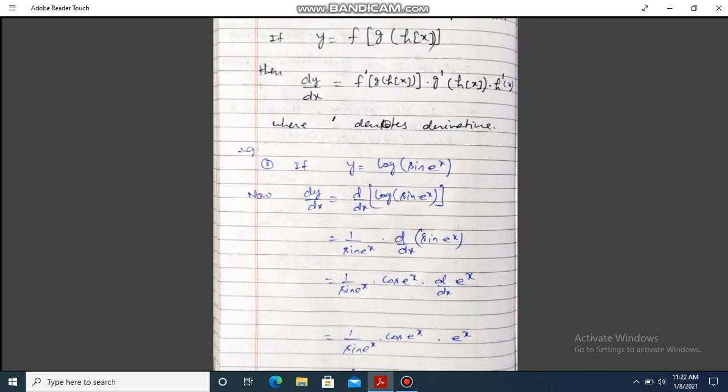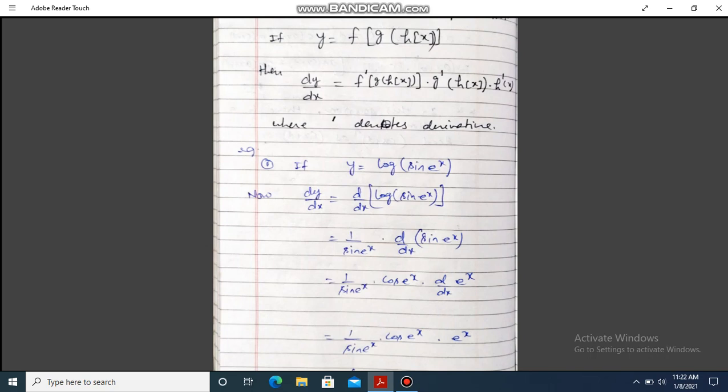We know that the differentiation of log is 1 upon whatever value is given inside it. So when we differentiate log sin e to the power x, we will get 1 upon sin e to the power x, as we know that the differentiation of log x is 1 upon x. So this is 1 upon sin e to the power x.